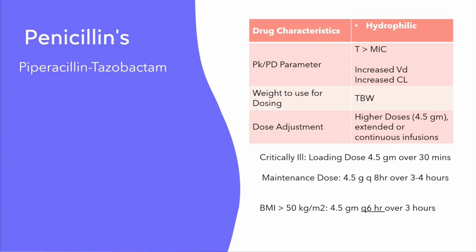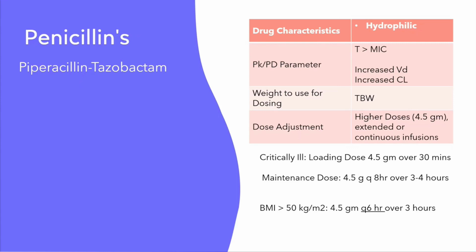In critically ill patients, whether obese or non-obese, I recommend using loading doses of an intermittent infusion. So not giving your first dose as an extended infusion, but giving them a bolus dose of 4.5 grams. And then for your maintenance dose, that's where you can use that extended infusion.